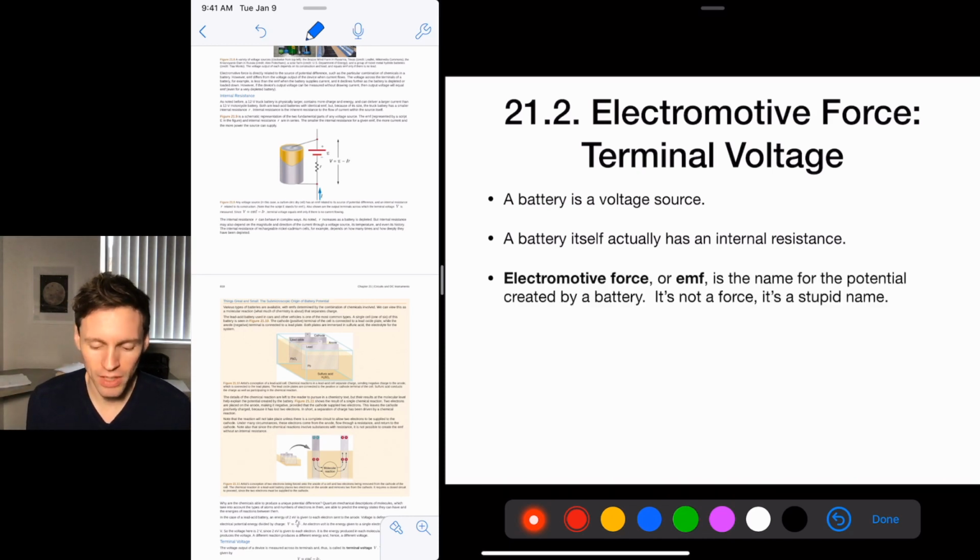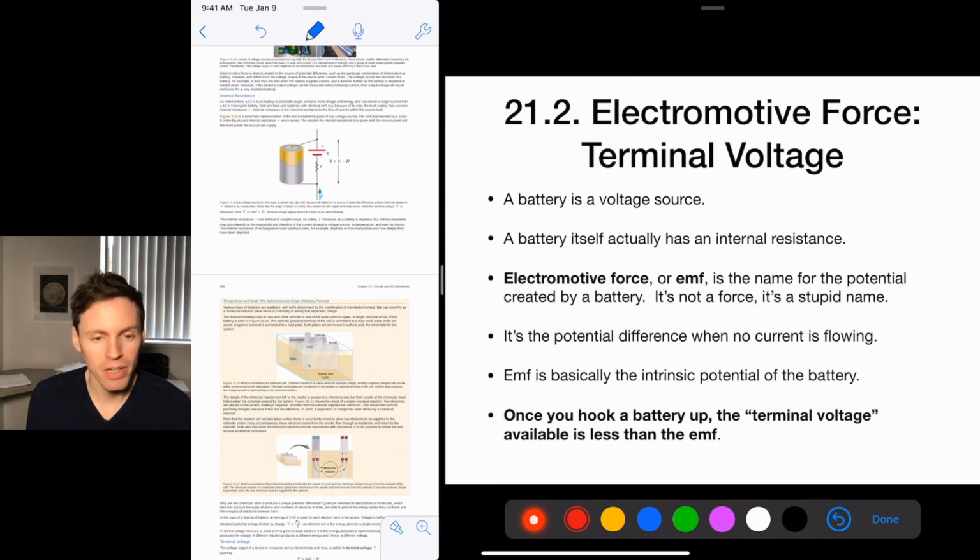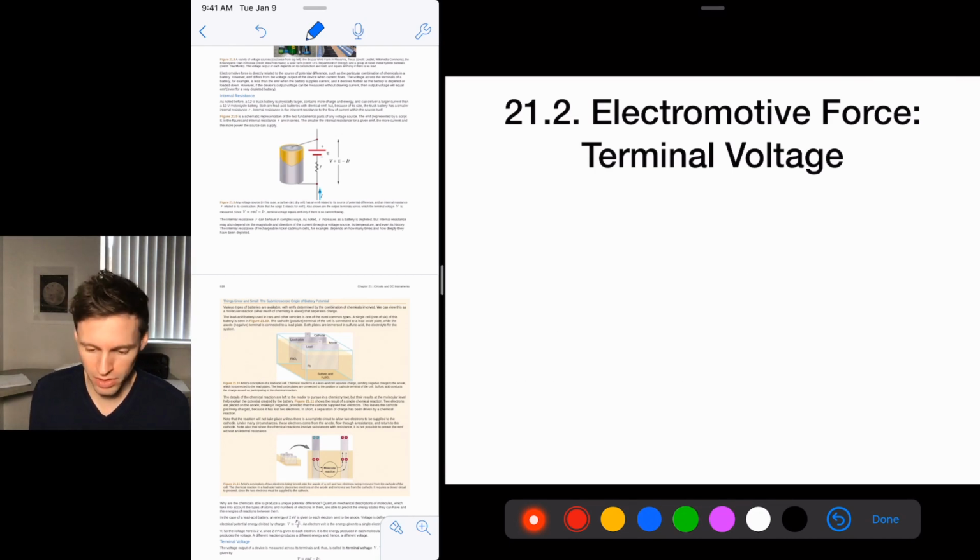So EMF, or electromotive force, is basically the rated potential of the battery. It's not a force, it's a stupid name. It's just the 9 volts. A battery has a 9-volt potential. It's the potential difference if you have no current flowing, so it's basically the intrinsic potential of the battery. But as soon as you hook the battery up and current starts flowing, there's a little resistance in the battery itself, which drops its peak potential down a little bit. So instead of a 9-volt battery, it's 8.9 volts or something.